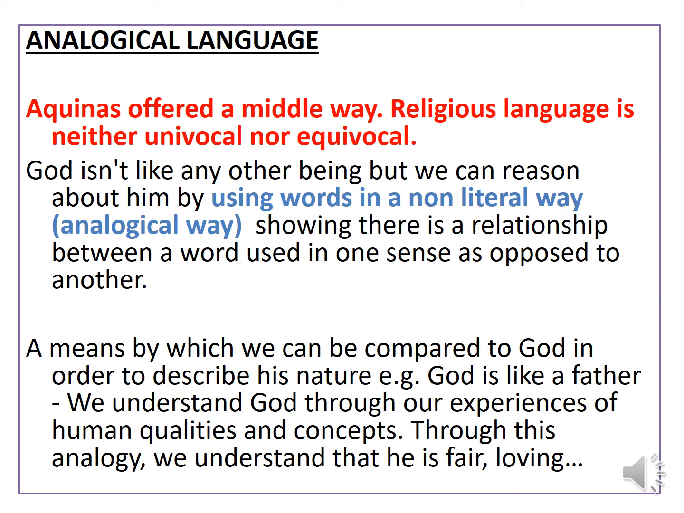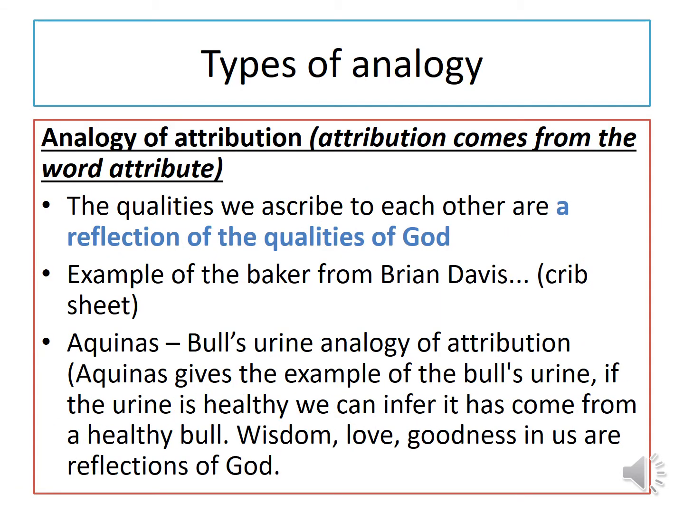Okay, it's not univocal because analogies don't have just one meaning. And neither is it equivocal because analogies don't remove God. They don't make God further away from humanity. So Aquinas comes up with two different types of analogy. So you've got analogy of attribution. And now the word attribution comes from the word attribute. Now, attribute is a bit like a reflection. If you attribute something, it's like a reflection or a part of that thing that you're talking about. Okay, so analogy of attribution is where we are reflecting qualities of God onto humanity.